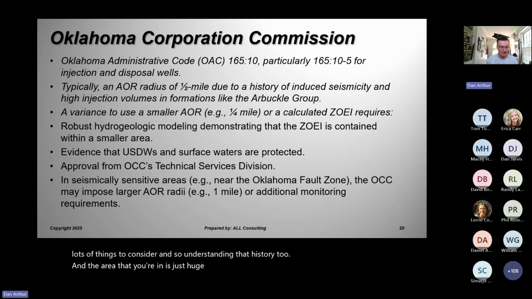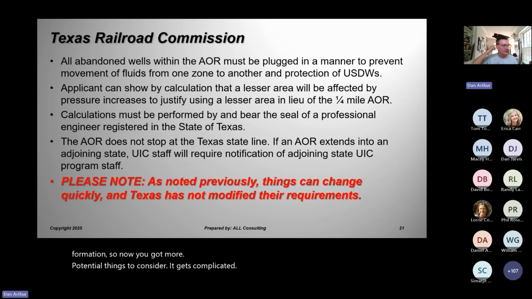And Oklahoma, again, was really impacted on injection because of the induced seismicity. So trying to permit new wells in formations like the Arbuckle can be a challenge. Not undoable, but it can be an issue. So both looking at the formations, maybe you're moving up into shallower formations, so now you have more things to consider. It gets complicated.